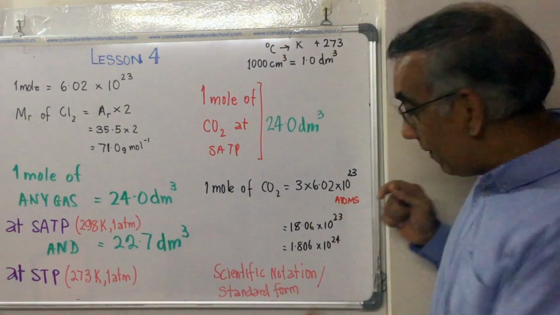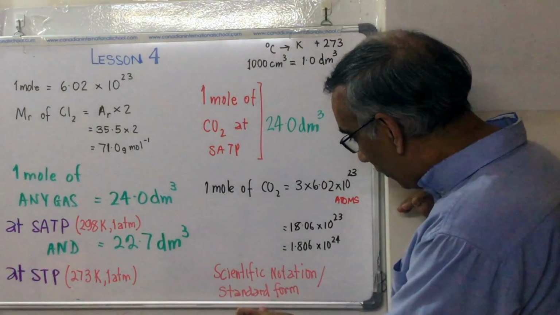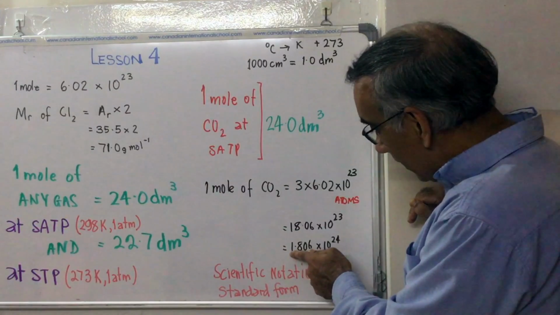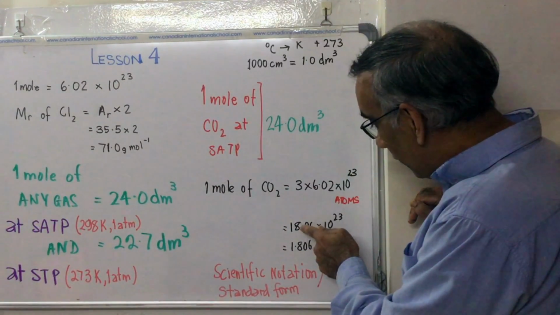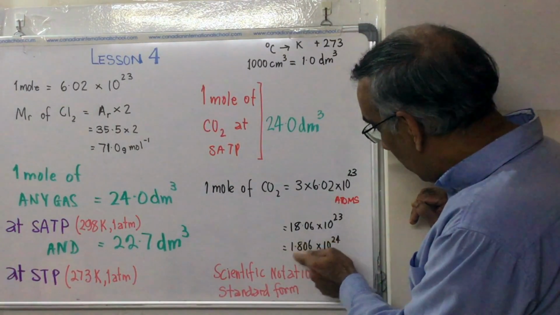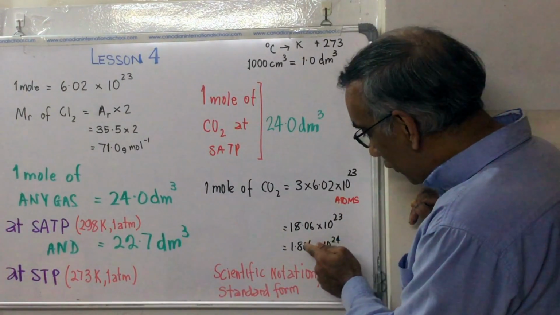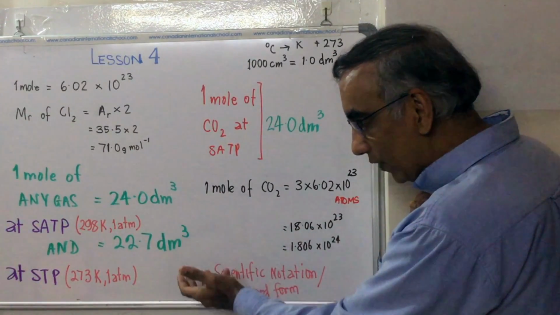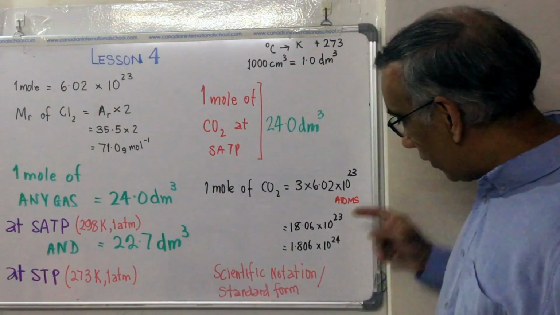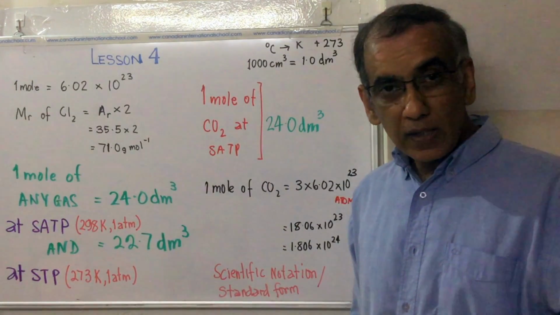But you should not leave your answer as this. You should convert it into scientific notation, or standard form, where you're not allowed to have 18. This number has got to be greater than or equal to 1 and less than 10. So you've got to make this into 1.8 by shifting your decimal point to the left, and to compensate for that, you've got to change this 23 into a 24. So you will get this as the number of atoms in 1 mole of carbon dioxide molecules.